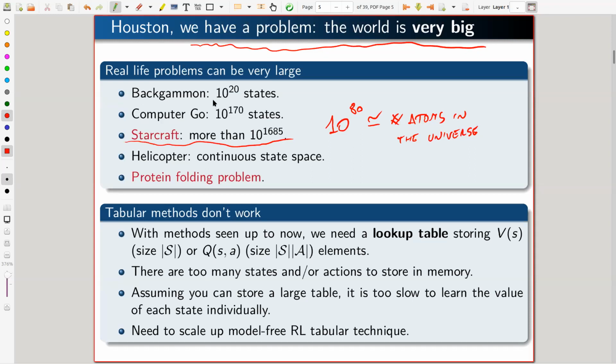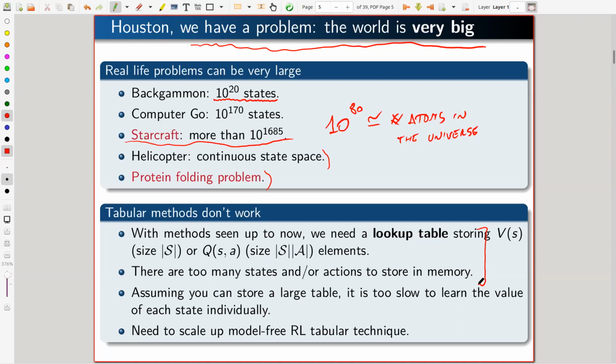And also such a small number is not very small, 10 to the power of 20 is more or less not tractable with usual techniques by computers. And then there are other much bigger problems. A problem can be continuous, or there can be problems like protein folding, which is not actually reinforcement learning, but it is also a very big problem. So we need to find alternative methods, because we are facing this kind of problems.